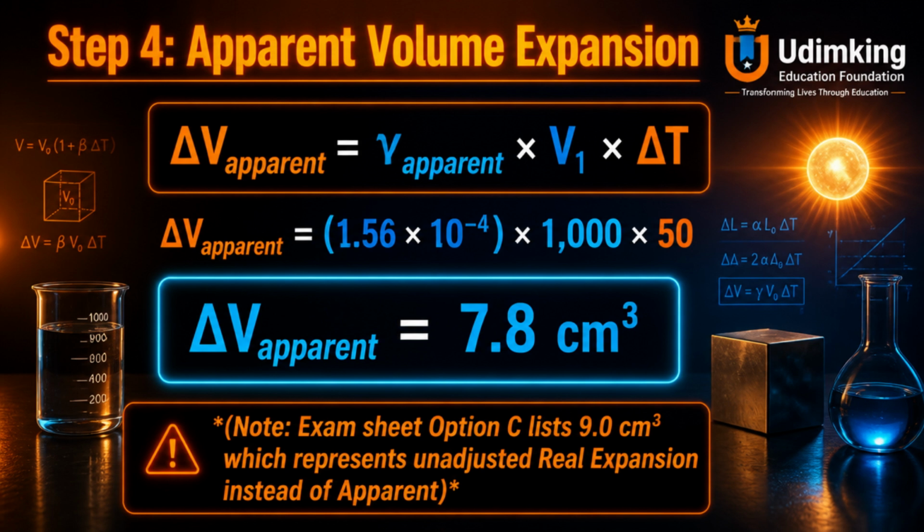Remember this critical exam warning. Your worksheet options list 9.0 cubic centimeters as option C. That value only tracks the absolute real expansion of the mercury if it were in a fixed container that didn't move. In a proper practical calculation, always make sure to deduct the flask expansion to get the accurate apparent result.